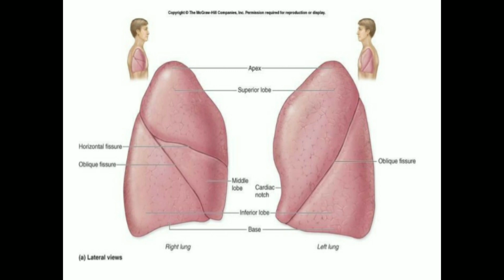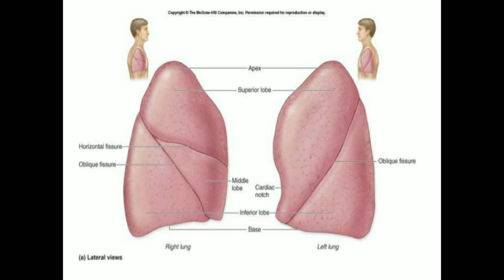It lies about 2.5 centimeters above the medial end of the clavicle. Then comes the base. If you look, this is the base. The base is concave and rests on the upper surface of the diaphragm. The diaphragm is below, so it rests on the diaphragm. The diaphragm separates the base of the right lung from the right lobe of the liver.